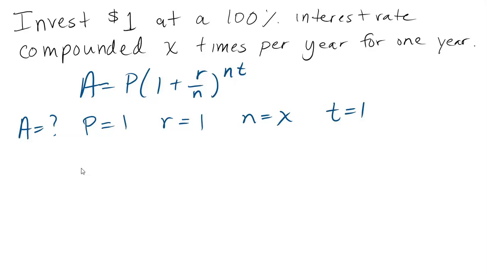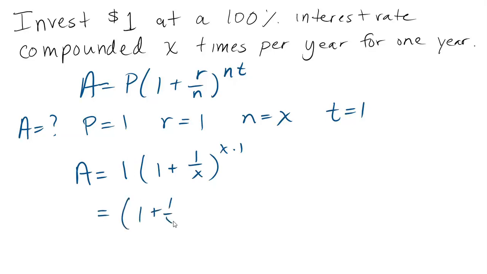So substituting this in, we get A equals 1 times 1 plus 1 over X to the X times 1 power. And if we simplify that, multiplying by 1 here doesn't change anything. X times 1 is just X. We get the model 1 plus 1 over X to the X power. What we're going to do is investigate how this function grows as we increase the number of compounding periods.